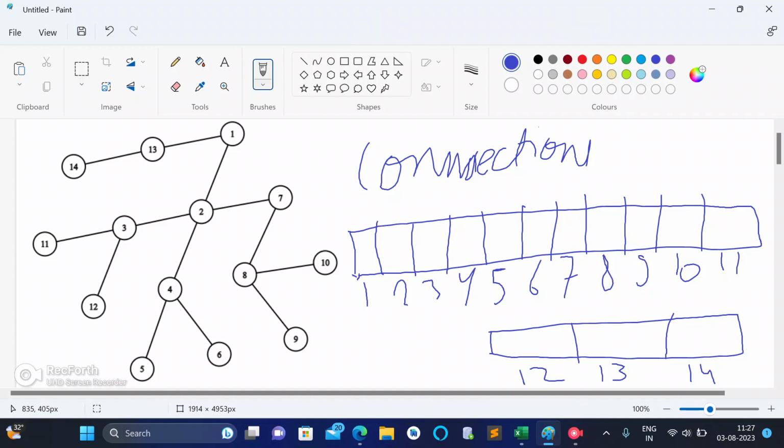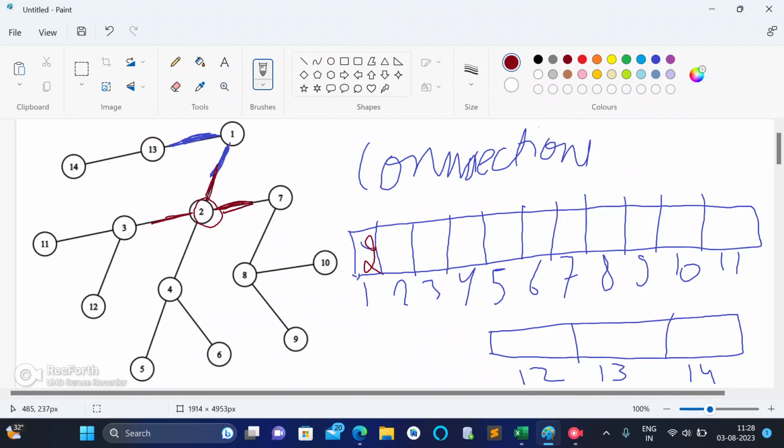Let's traverse this array connections. If we look at node 1, we can see that there are two edges passing through 1. So I can say the degree of 1 is 2, or instead of degree you can also use the word connections. The number of connections of 1 is 2, so I will put 2 here.